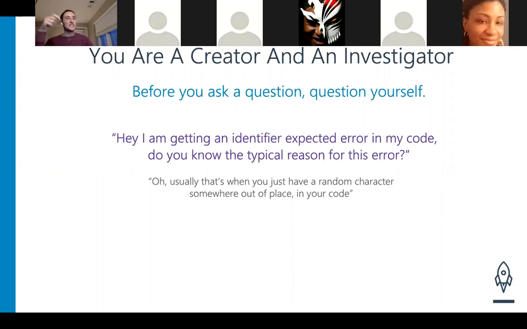Do you know the typical reason for this error? This question is not asking necessarily how do I fix it, or how do I find the error. It is literally just gaining more intelligence on what this even means, because I don't know what "identifier expected" exactly means. Someone will typically return general knowledge saying, usually it's when you have a random character somewhere out of place in your code. So again, as the coder investigator, you are just given another hint to solving your case.